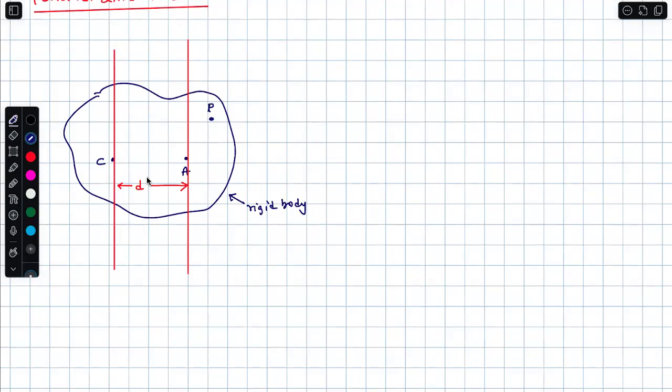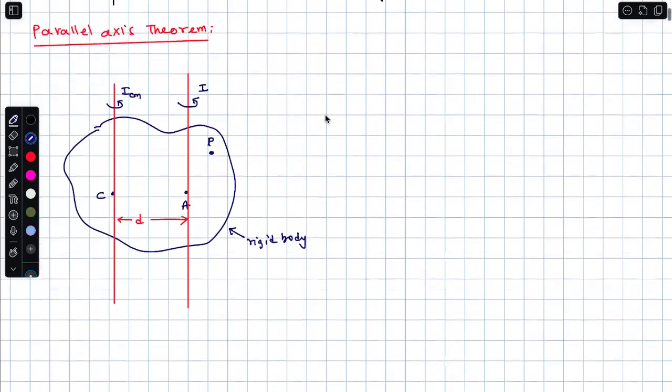Now, what exactly the parallel axis theorem defines is: I know the moment of inertia about this axis, I_CM, and I want to find the moment of inertia about this axis. These two are parallel axes passing through the points, and the distance between the two parallel axes is d. Then the parallel axis theorem defines that I is equal to I_CM plus total mass times d square. This is the statement of the parallel axis theorem.